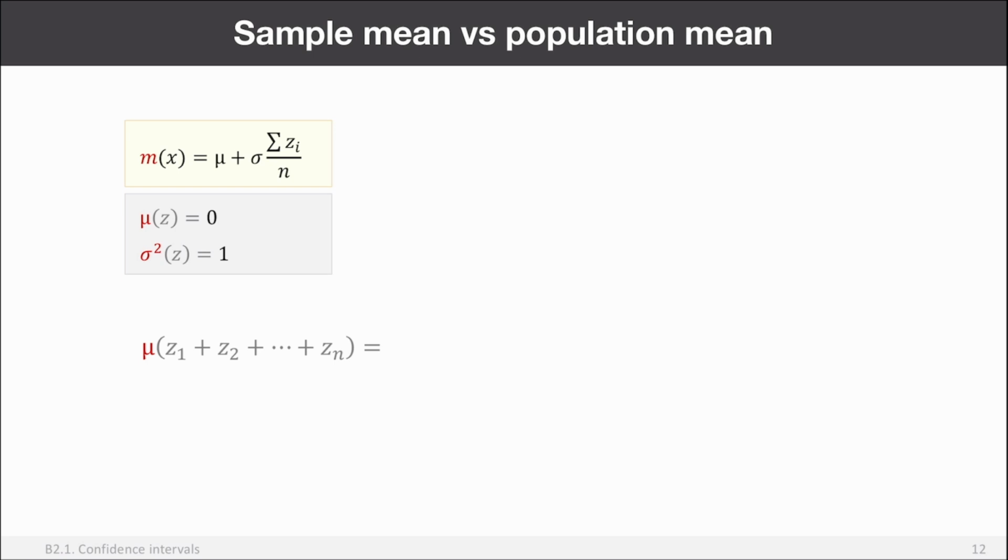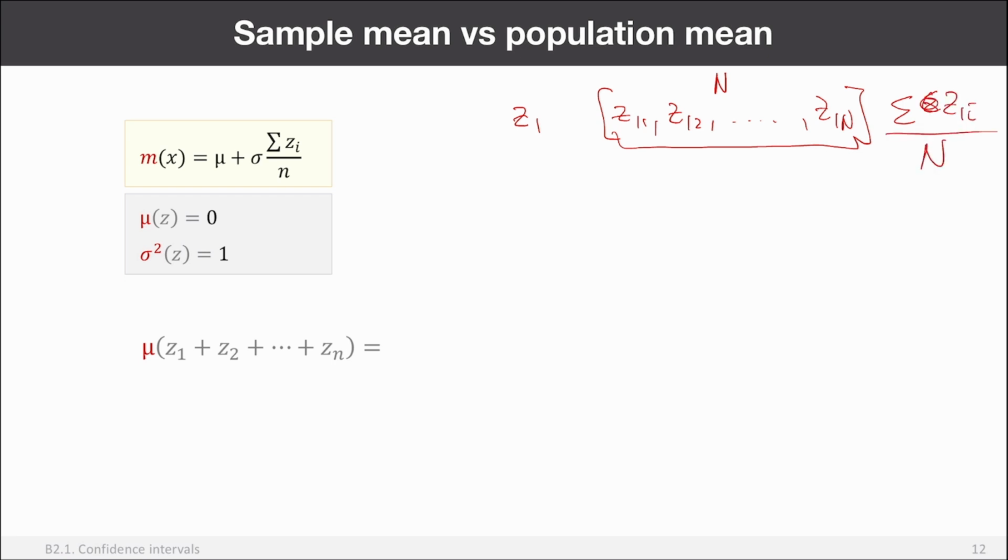Well, we compute average as a sum of values, right? So it means that if you have a population z1, which, for example, consists of 1 billion different z-scores, like z11, z12, and so on and so forth, z1n, right? So you have n, a very, very large number, it's a population. Then if you take a sum of this, and divide by n, let's say the sum of z1i divided by n, that will give you the average of z1, right?